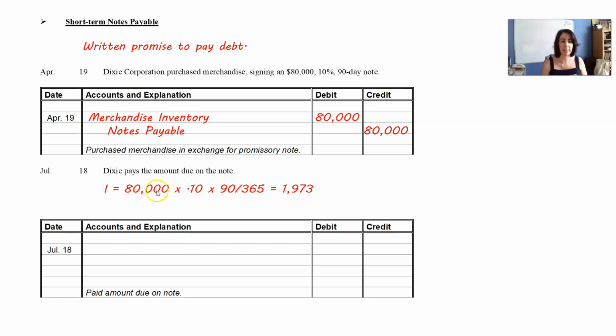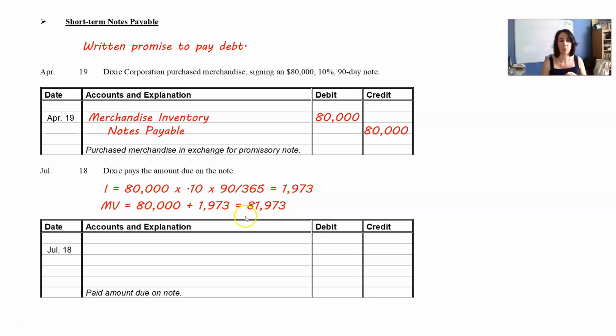So the principal is $80,000, the interest rate is 10%, and the time piece is the portion of the year. If it was 1 full year, it would just be times 1. But in this case, it's 90 days out of the 365 for the year. That comes out to $1,973 in interest. So not only does Dixie have to pay $80,000, they've got to pay $80,000 plus the $1,973. That is the maturity value.